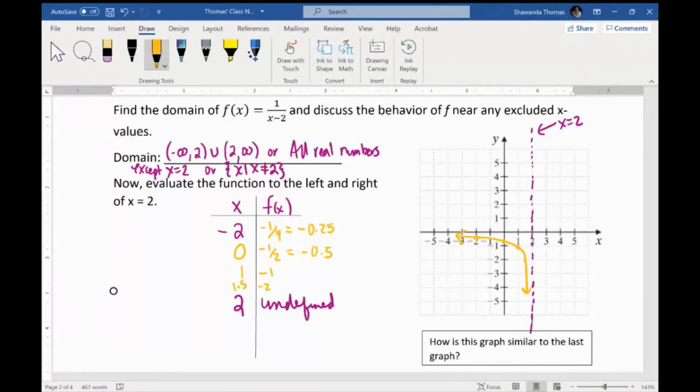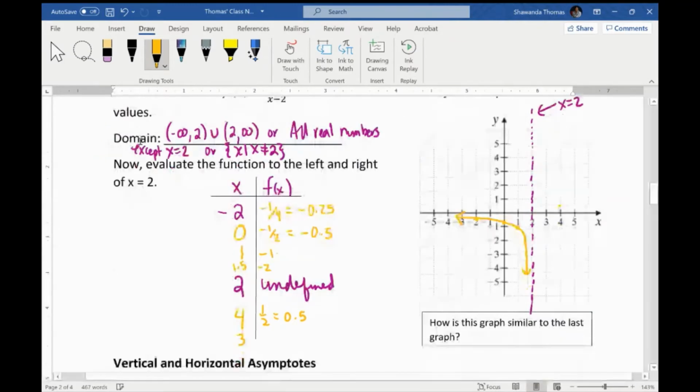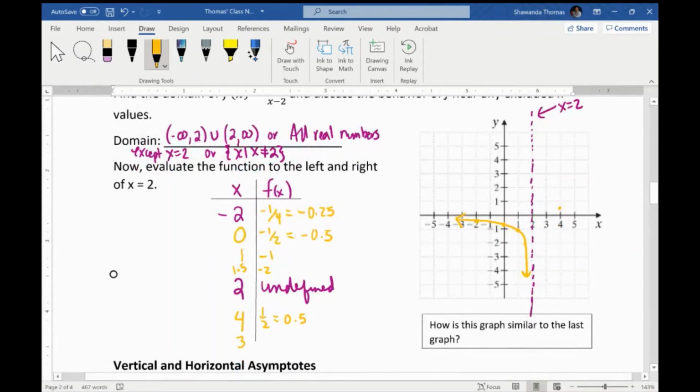Let's approach from the right side. Let's just do 4. Plug in 4 into this function. What do we get? 1 over 2, which is 0.5. So 4, 1/2. Because we kind of know what's about to happen, let's plug in 3. What do we get? 1. Y'all see what's happening? It's gonna do this. So we're gonna stop there.